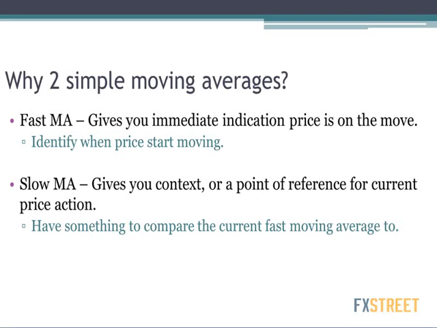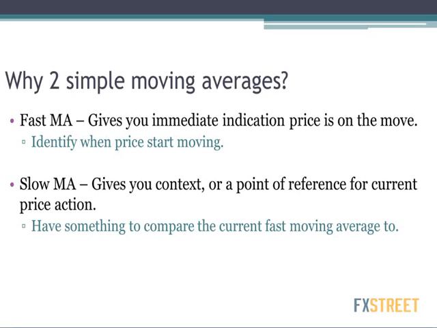So why I use two simple moving averages: the fast moving average gives me immediate indication that price is on the move. It gives me current information about what's happening in the market right now. It's going to identify when price starts moving in that current moment, and it's really going to change quickly, because maybe price bursts into action because an economic release comes out or something like that, and it just identifies immediate indication of price making a change.